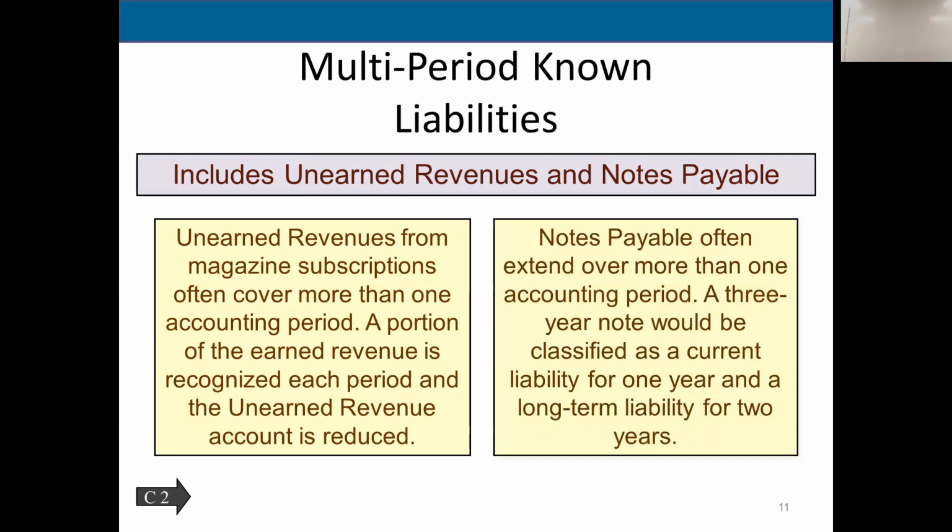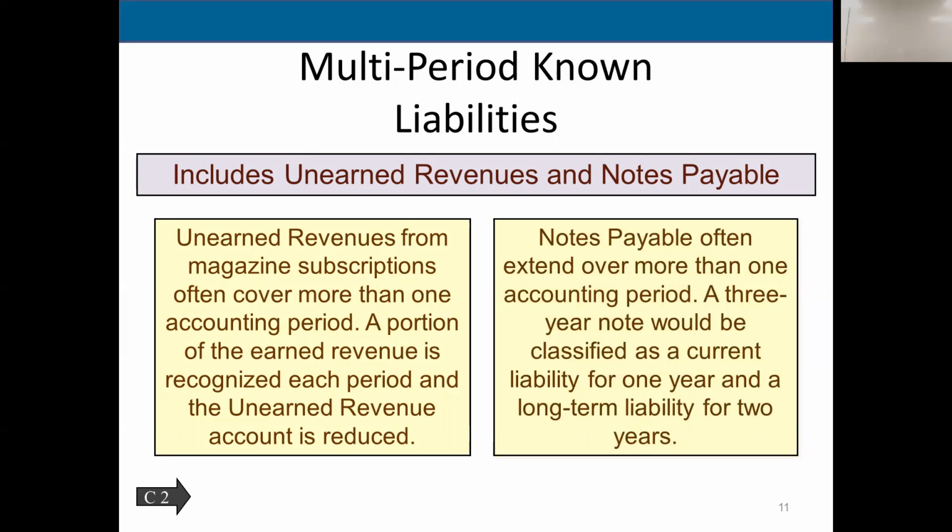If those concert dates spanned more than one accounting period, this is what we're talking about, multi-period liabilities. Now, when you see the term notes payable, most often these are going to extend longer than one accounting period. So if we had a 3-year notes payable, you're going to assign 1 year as the current, 2 years as long-term.